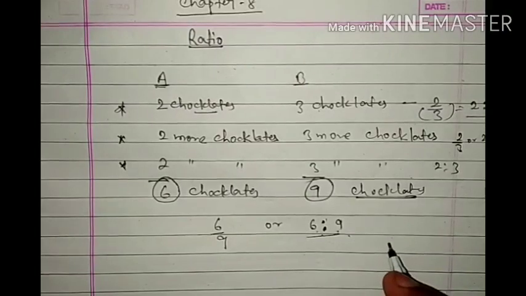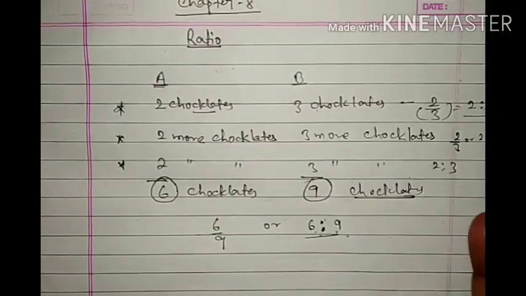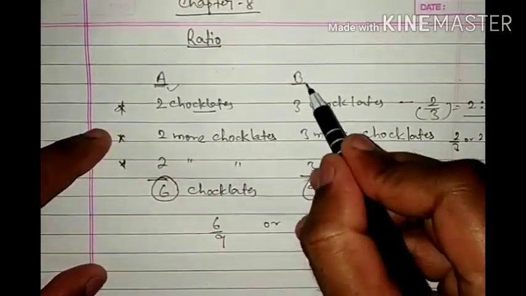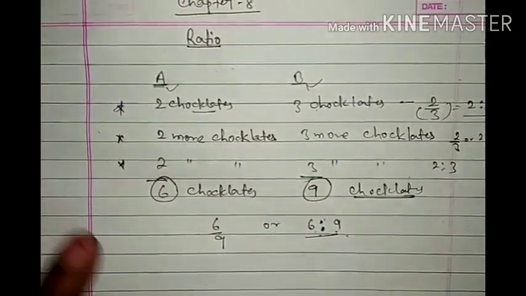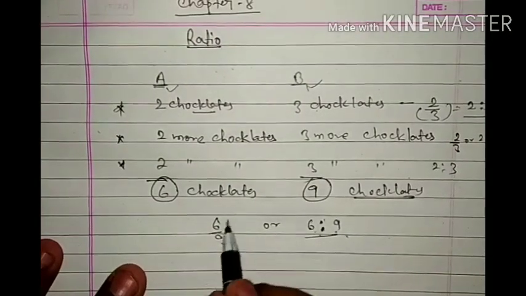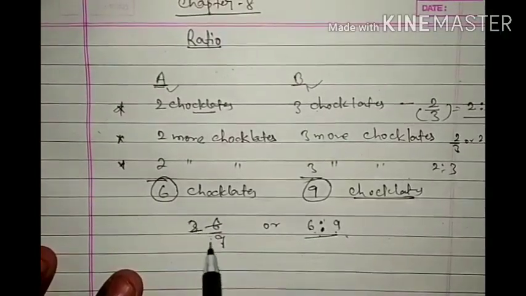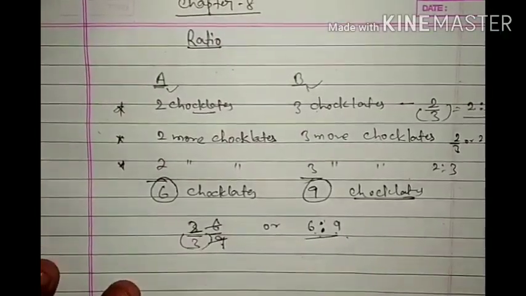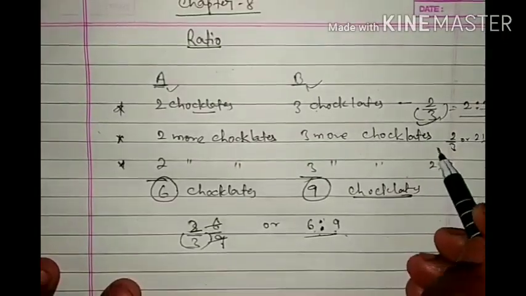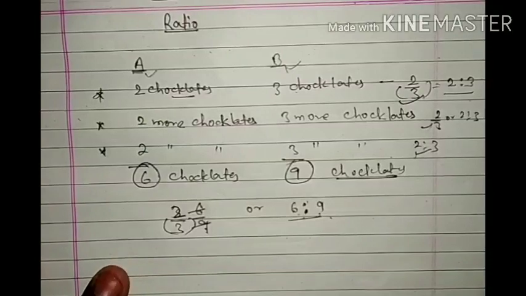So what is basically ratio? Ratio is basically a comparison of 2 quantities. Here we are comparing the chocolates of A and chocolates of B. Again 6:9. When we divide this into simplest form, what do we get? 2 3s are 6, 3 2s are 6 and 3 3s are 9. So 2 by 3. This was the specific amount of chocolates each had. I hope it is clear.